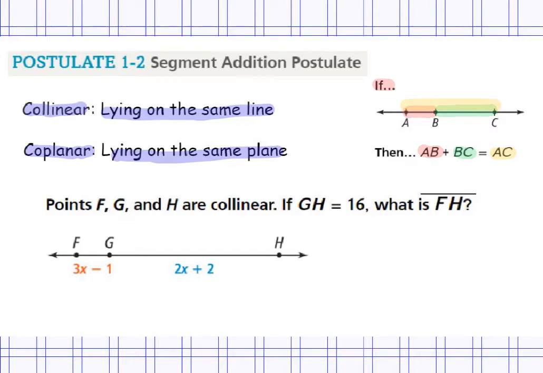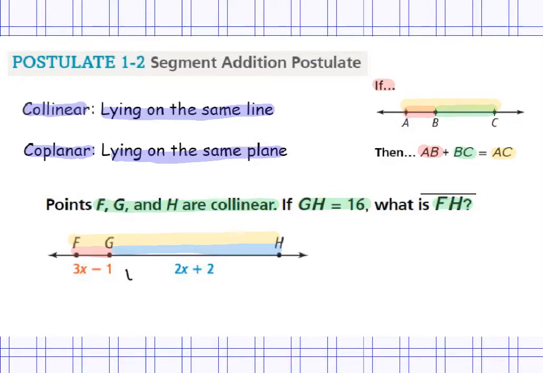Okay, let's try an example of the segment addition postulate. Points F, G, and H are collinear. If GH is equal to 16, what is FH? To do this, we need to recognize that our 2 smaller segments, FG and GH, together will equal the large segment of FH.